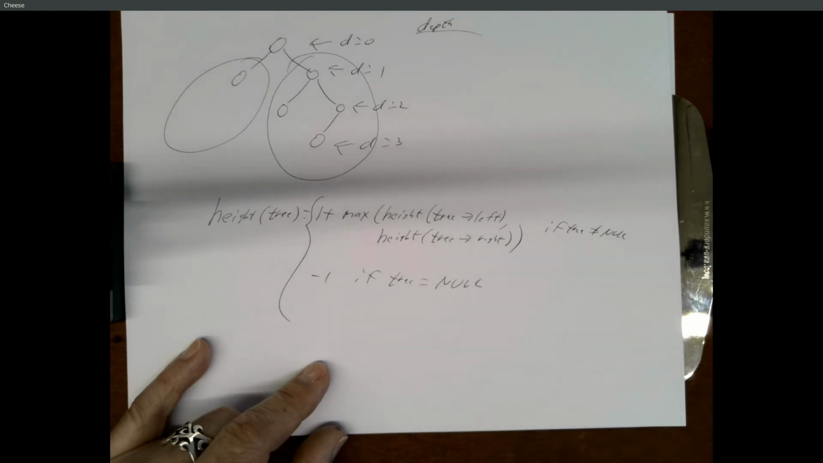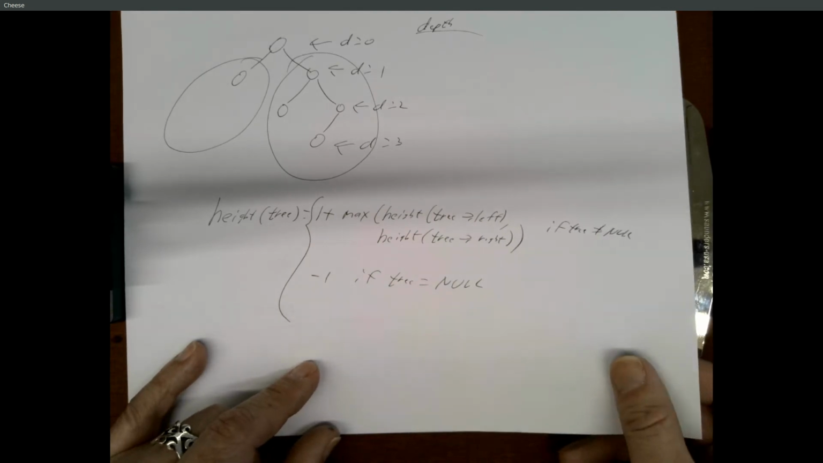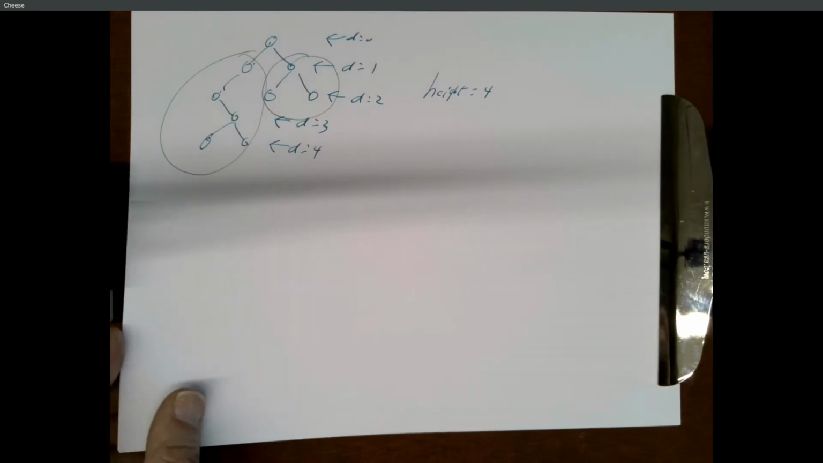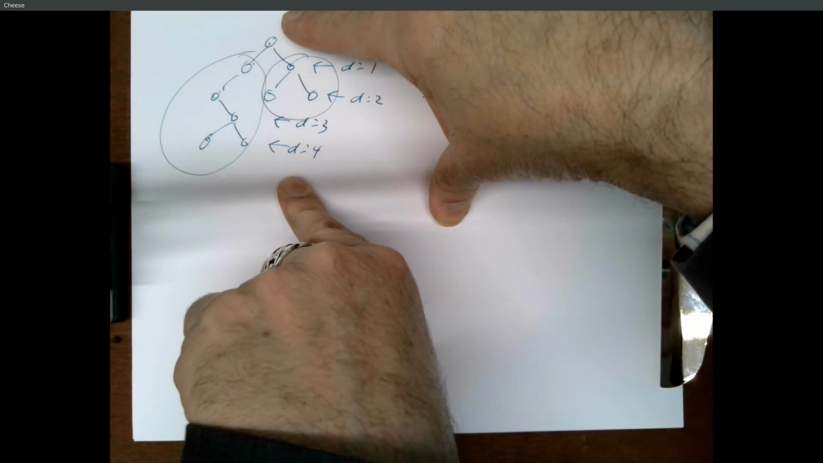And we can code that in C by just writing a height function that calls itself. And that's totally legal. Okay, so you have an idea of height, right? It's intuitive. It's how tall the tree is, basically.